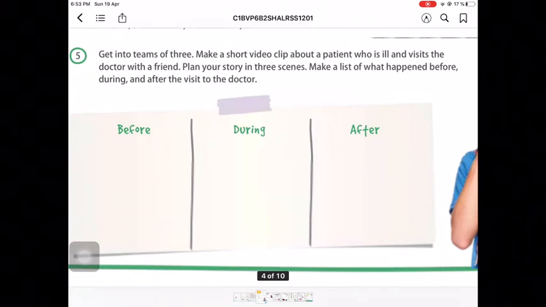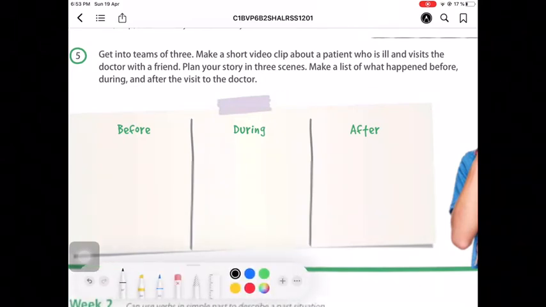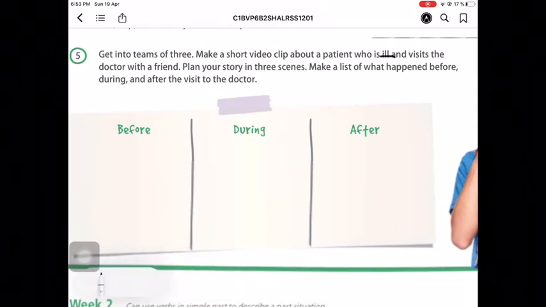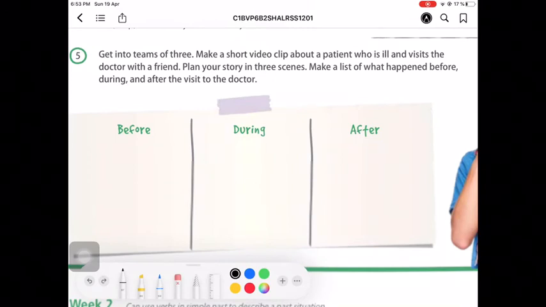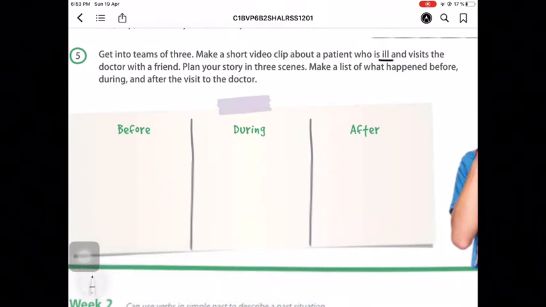This is to make a short video clip. But don't worry, you don't have to make a video clip if it is difficult for you. If it is difficult for you, don't make a video clip. You just have to invent a story. Okay? Invent a story, what happened before, what happened during, and what happened after. There is a patient who is ill, is sick. The patient is ill. Maybe the patient has a headache or a virus or a bacteria.